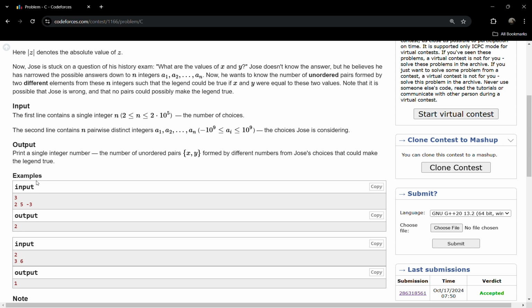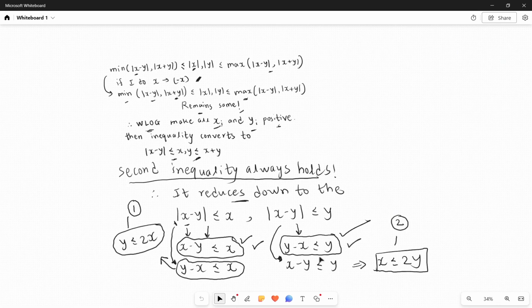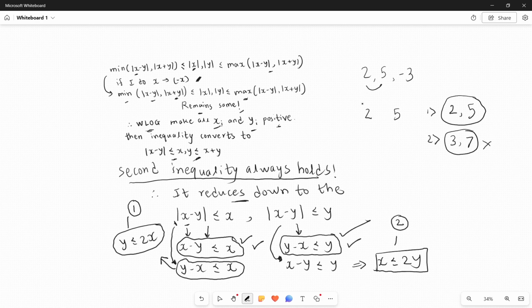3, 2, 5 and minus 3. So if I make this pair 2 and 5, the first king will have control over mod of 2, which is 2, and mod of 5, which is 5, and the second king will have control over mod of 5 minus 2, which is 3, and 5 plus 2 is 7. So clearly this territory is not included in this one. Okay, so this pair isn't good.